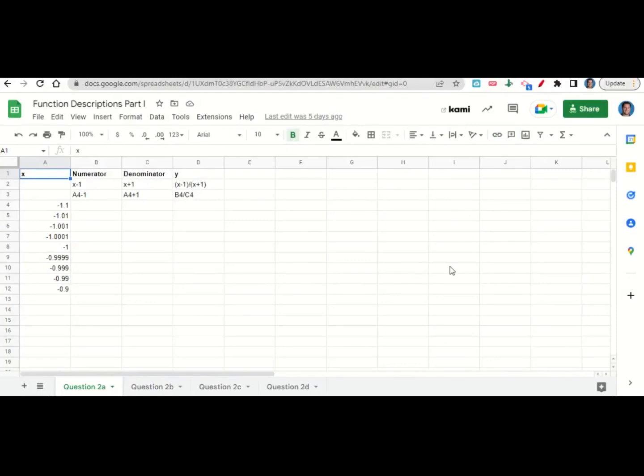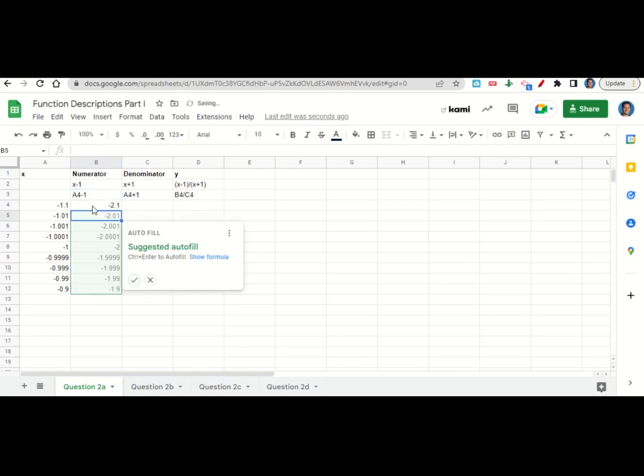Let's take a look now at how we can use the spreadsheet to answer questions. So on this one, the formulas are already given for you, so you just have to copy and paste these in. So this would be for question 2A on the function descriptions part 1 assignment. So I'm going to go ahead and copy this here. So I copy it. I'm going to come down and put equals and then paste it. And it should ask if you want to autofill. Go ahead and click the check mark. So now we have all of our values here.